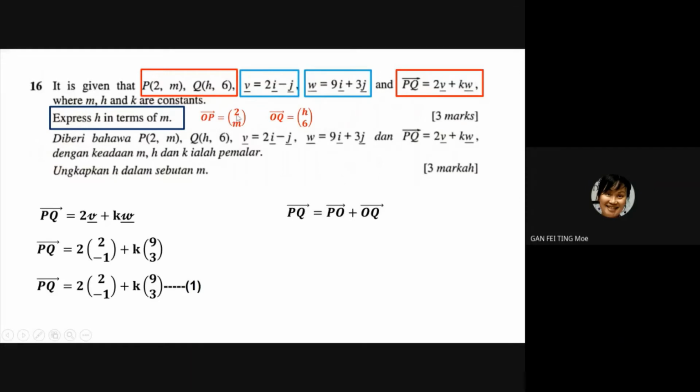What is PO? OP given to you as 2M. Okay, then your PO will be -2, -M. What is your OQ? Follow. So it's -2, -M. Then this one follow. Now this is my PQ. So I name this one after gabungkan mereka, I get this. Okay, this is PQ from this information, and this PQ is from this information.